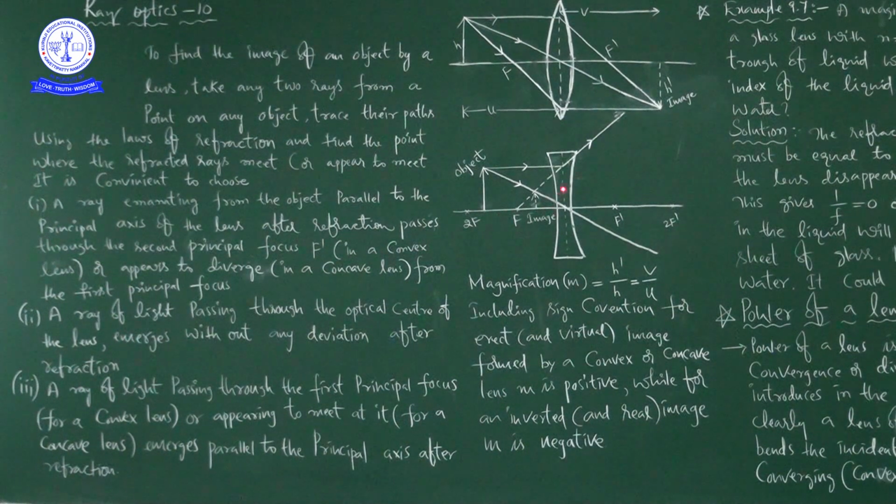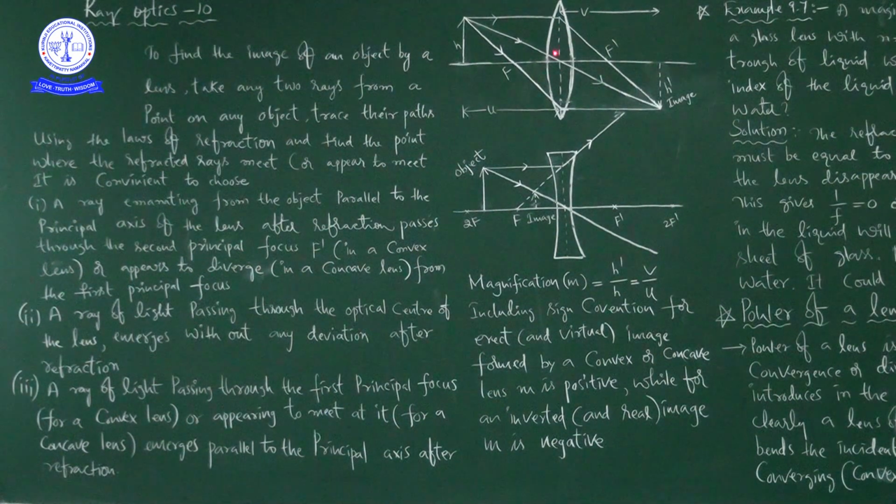So here, in case of concave lens, the ray appears to diverge. Next, a ray of light passing through the optical center of the lens emerges without any deviation after refraction.